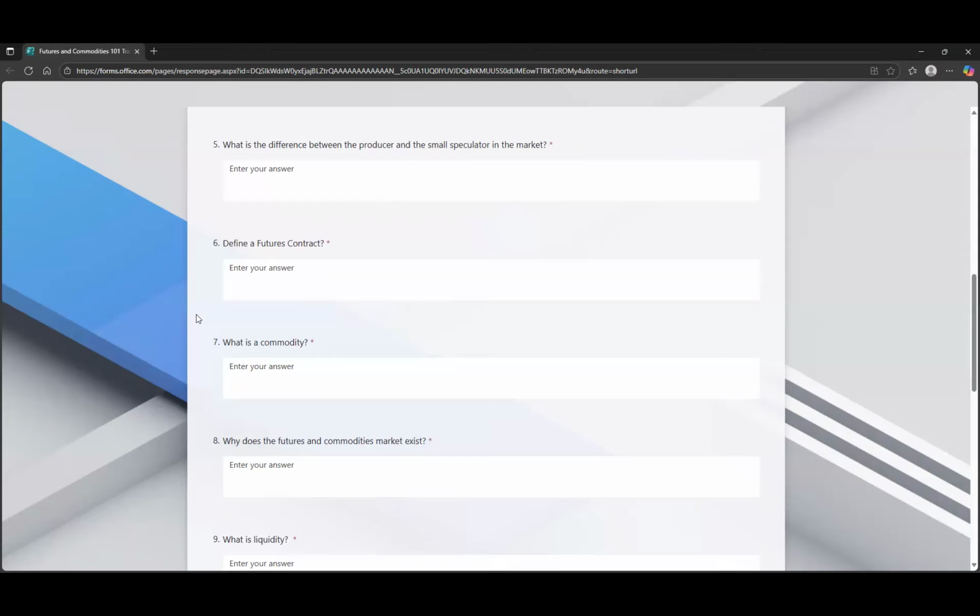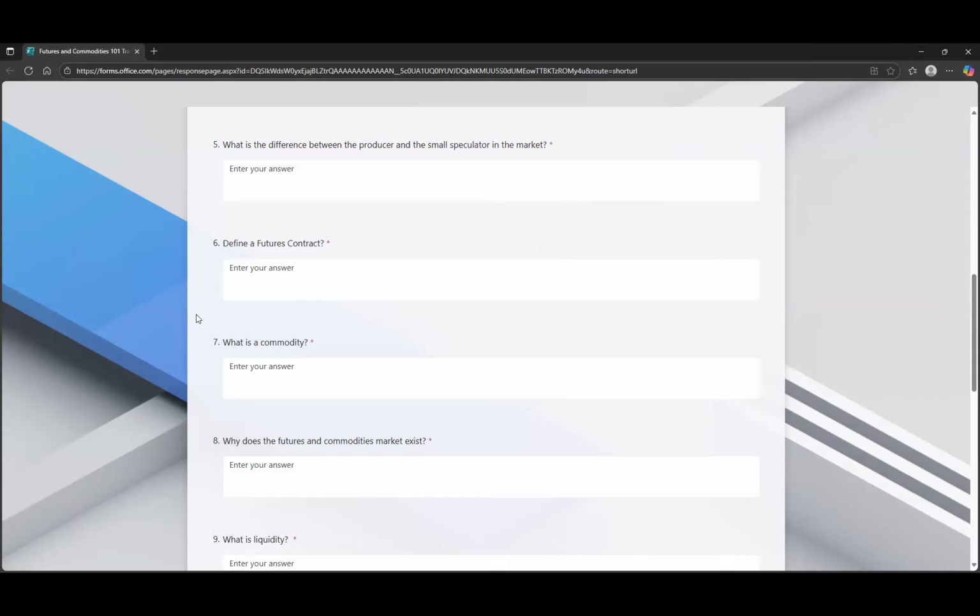Define a futures contract. Who wants to take this one? Repeat: define a futures contract. Man, I got it on my tongue. All right, let's go, y'all. Johnny has given us this definition so many times. I'll take this one. I forgot what I put for that. All right, go ahead, Thor.